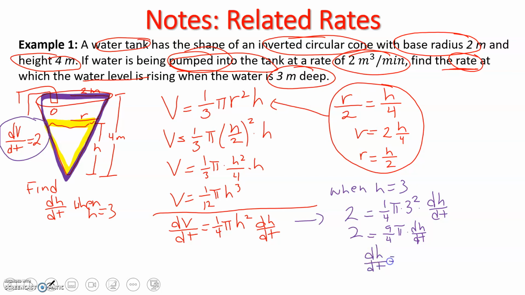So dh/dt is 2 over 9/4 pi. We don't like the fraction within a fraction, so by multiplying both the numerator and denominator by 4, we can simplify this. So we get 8 over 9 pi, and this is the change in height. So the units is meters per second. We would say then, the rate at which the water level is rising when the water is 3 meters deep is 8 over 9 pi meters per second.